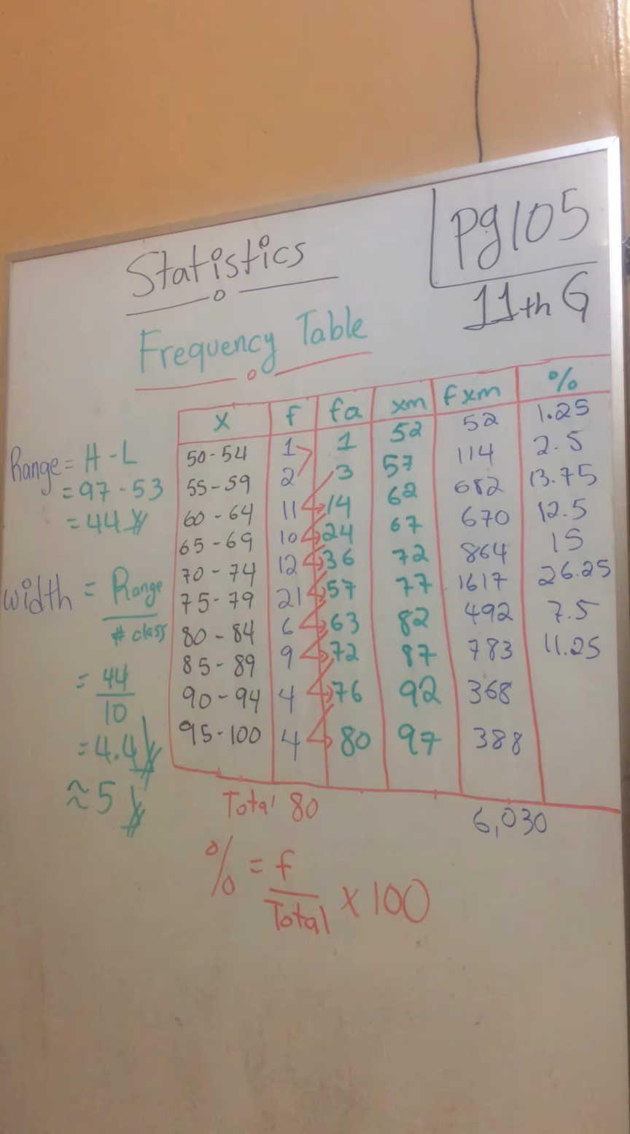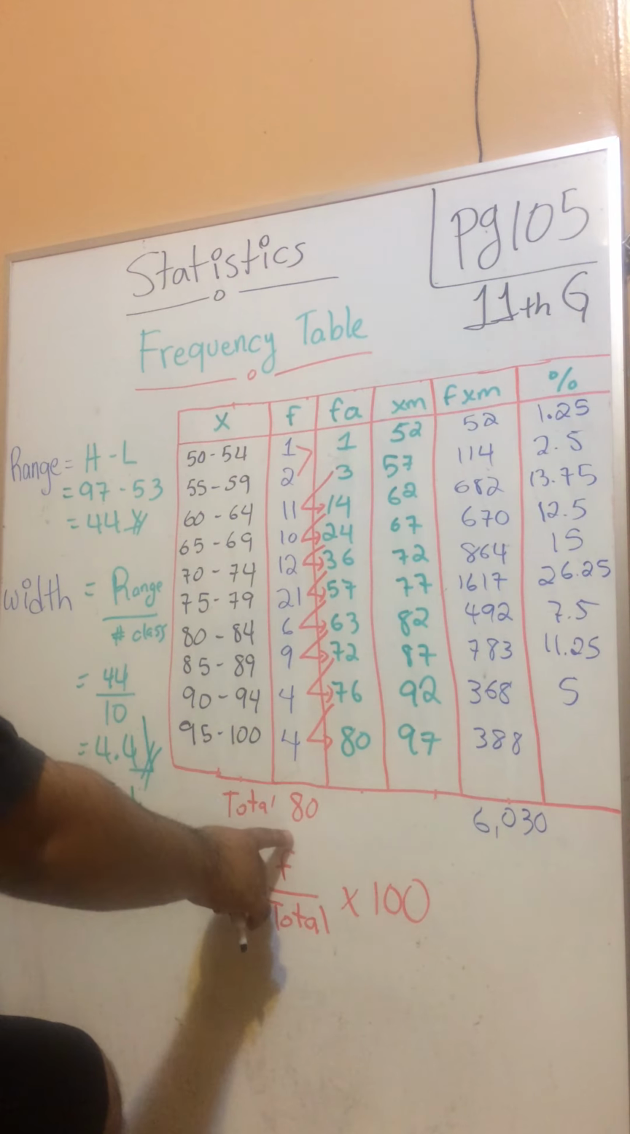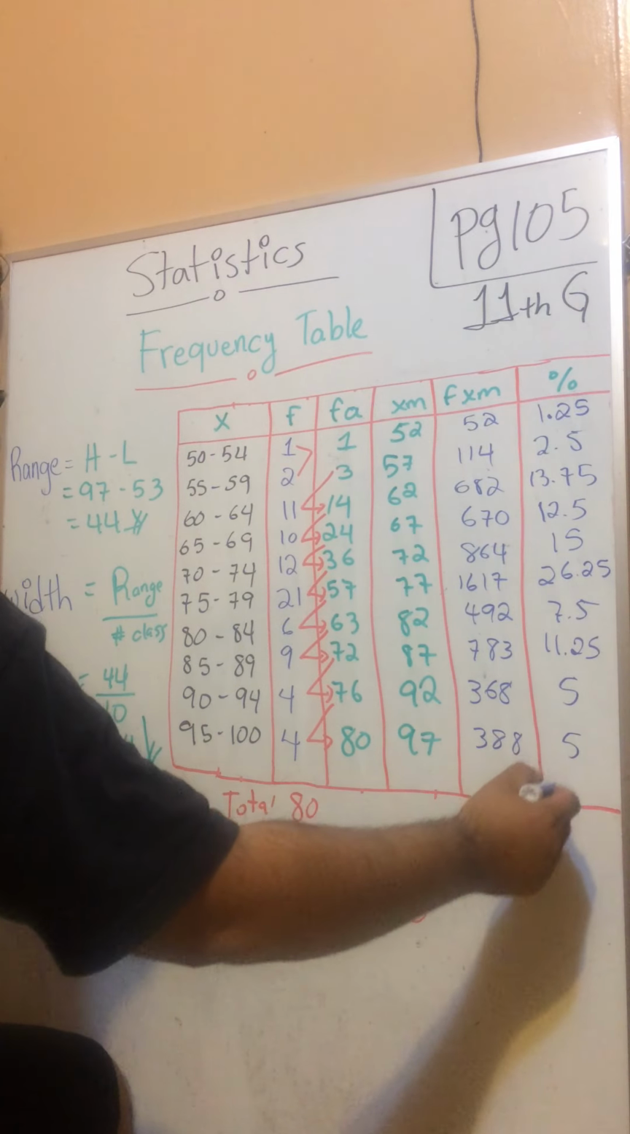4 divided by 80 times 100. That's 5. And the same, 4 divided by 80 times 100. That's going to give us 5.